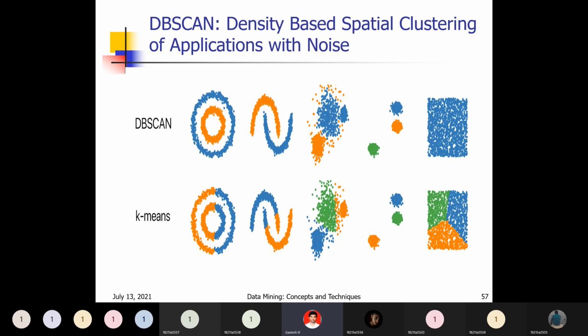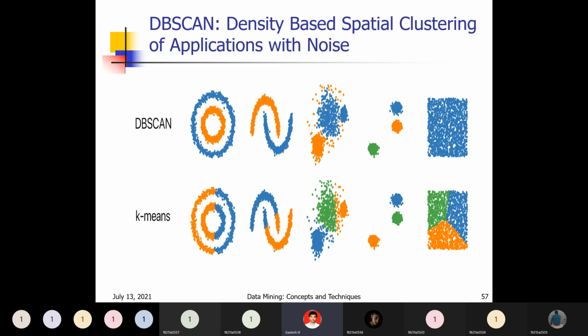Exactly, you can observe in DBSCAN, orange color is one cluster and blue color is another cluster. So in DBSCAN we can represent clearly, but in k-means we cannot. In k-means we can just divide top side one cluster, bottom side one cluster, or left side one cluster, right side one cluster. That is the drawback of the k-means algorithm.